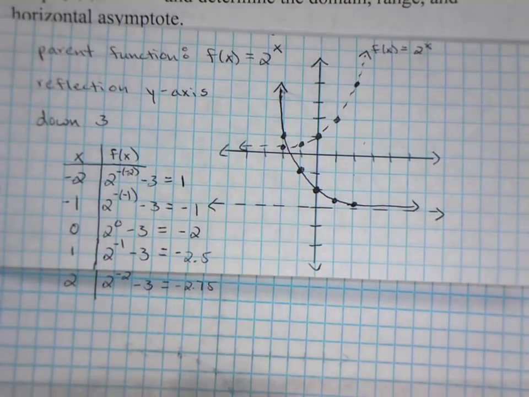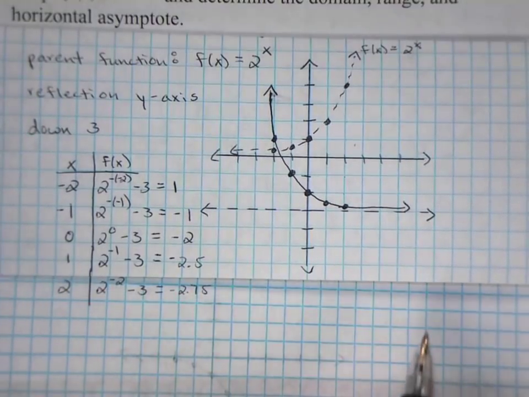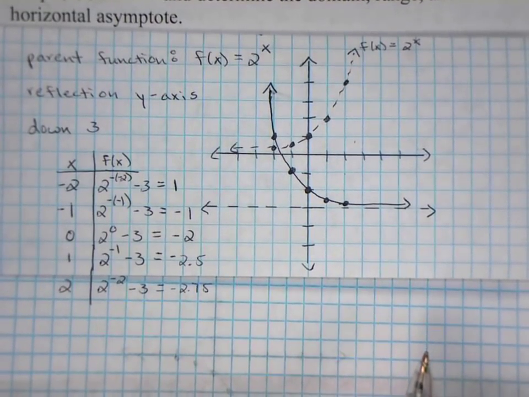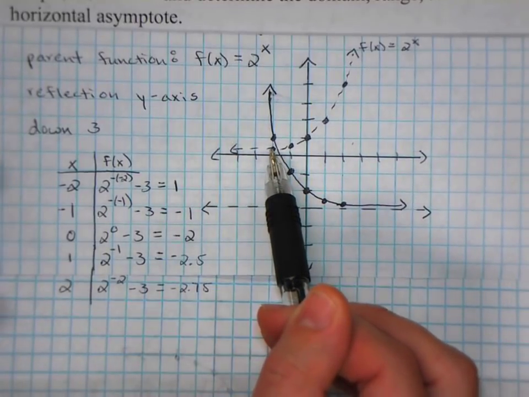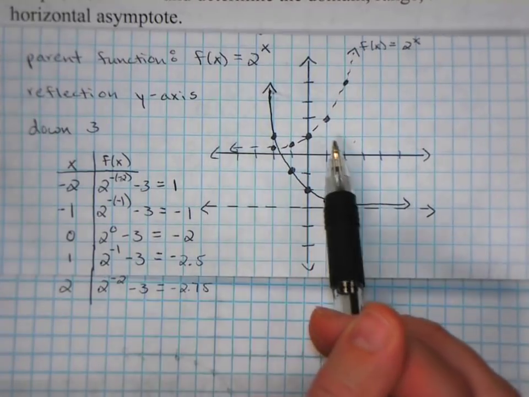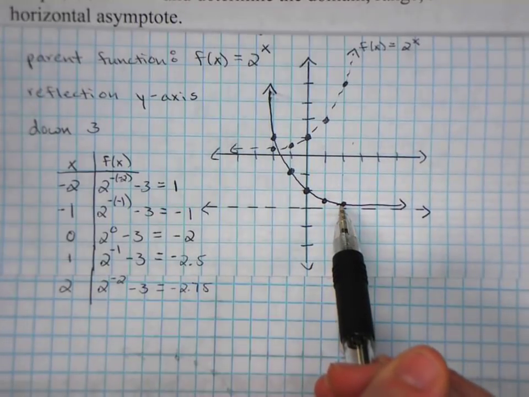So 2 different approaches, maybe using a shift and transformation or using a table. I don't feel like either way really takes a whole lot longer than the other. If I wanted to just do the reflection and the shift, let me show you how to do that. If I took this point on the original parent graph and I reflected over the y-axis, I would be here and I went down 3. 1, 2, 3. So that's where you're seeing that point come from.